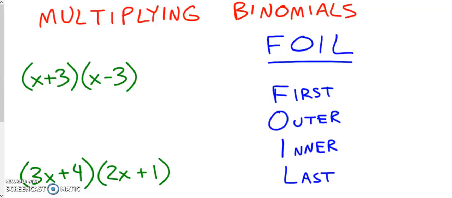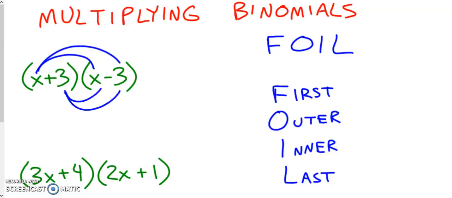And it stands for first, outer, inner, and last. And basically what it involves is taking the first piece in this and distributing it through, and then taking the last piece and distributing it through the other set of parentheses. And so, walking you through this first example, the F for FOIL stands for first. So there's your F.